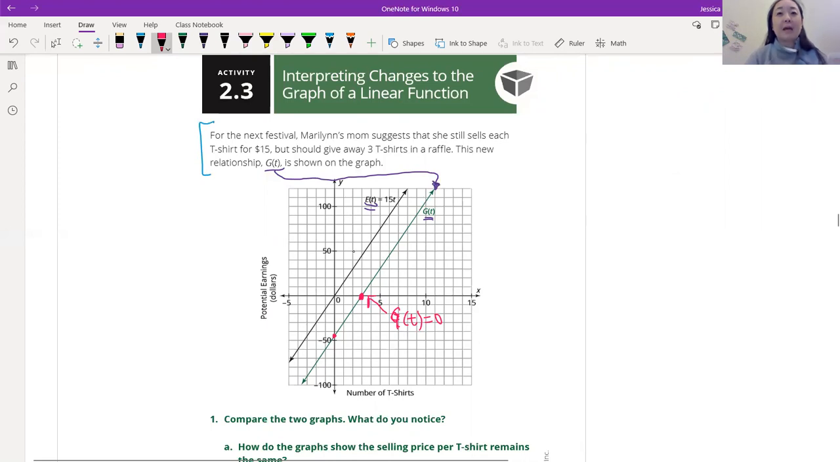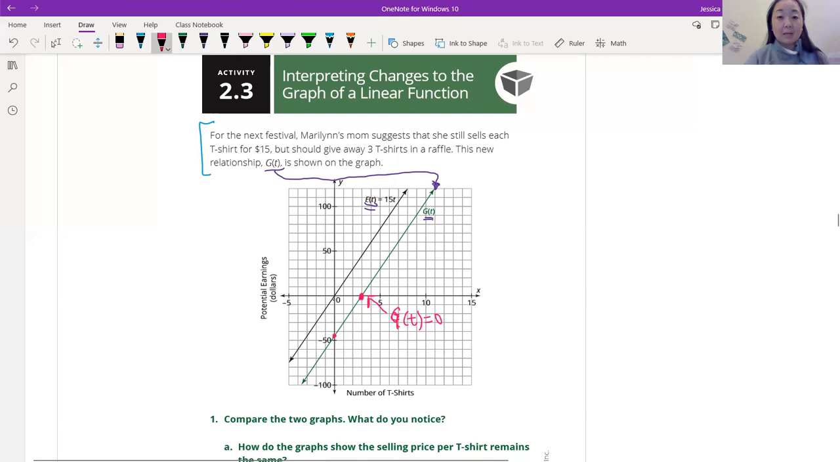So this was our original. The black line is our original line, E of T, the one we just saw. Now we're given this G of T. I'm going to say G is for giveaway, because we're actually giving 3 t-shirts away. Now, why does it go all the way down here? Why is it shifted down? It looks exactly the same, just shifted down. Why is that? Because what if we sell no t-shirts, but we give away those 3 shirts?